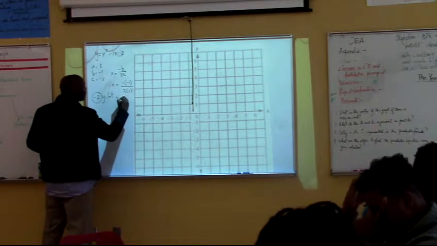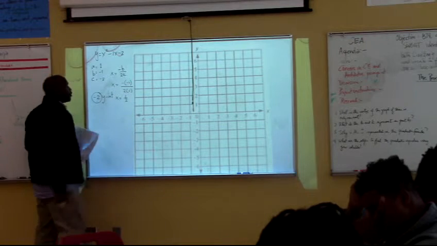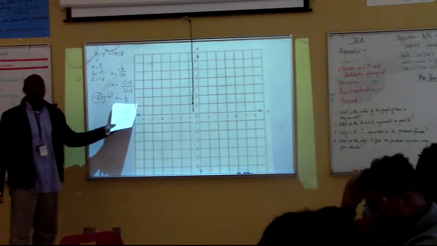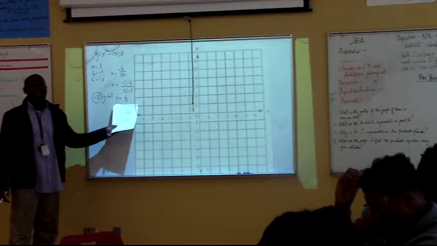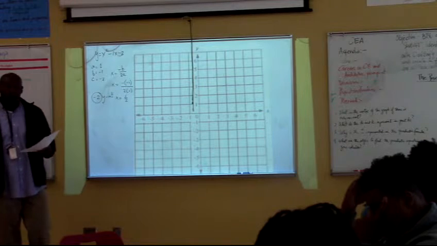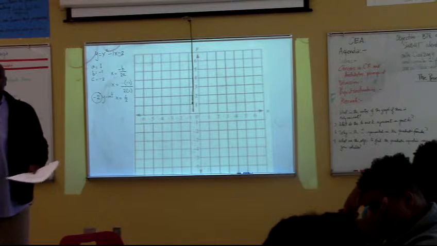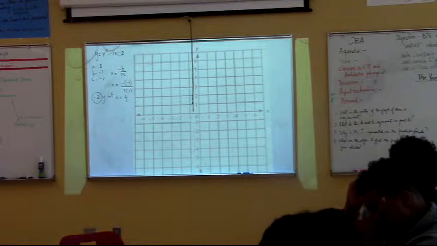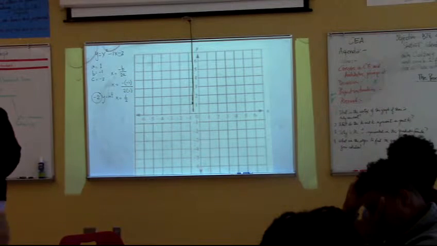So our x is equal to 1/2. So we know that's the x coordinate for our vertex. If it's the x coordinate for our vertex, what is it also? It's also our axis of symmetry. So our axis of symmetry is 1/2.